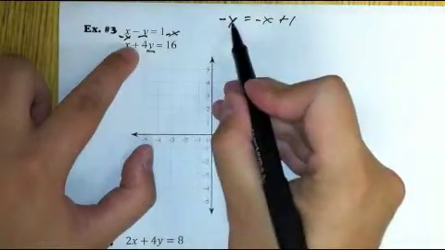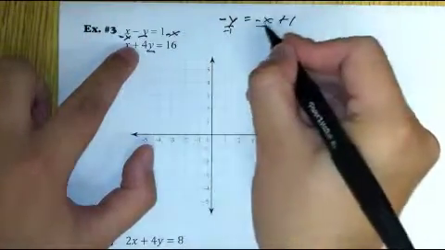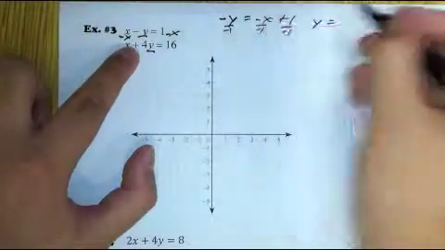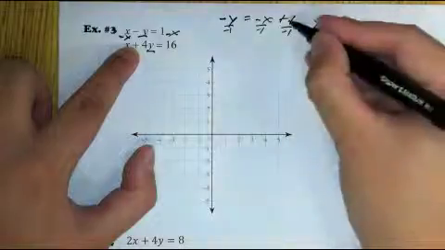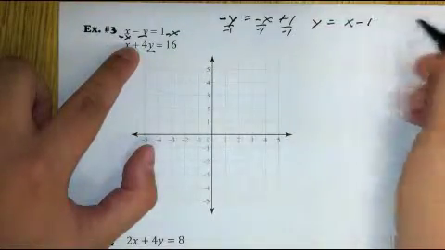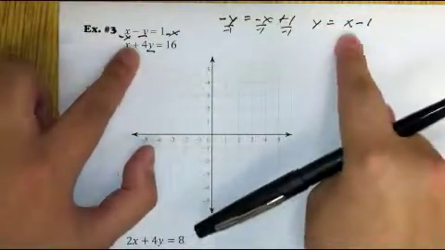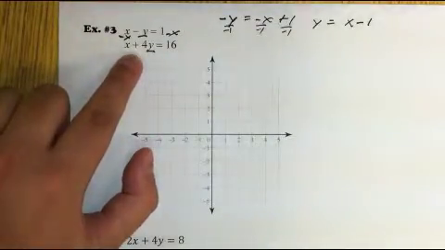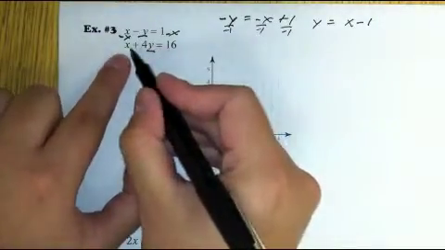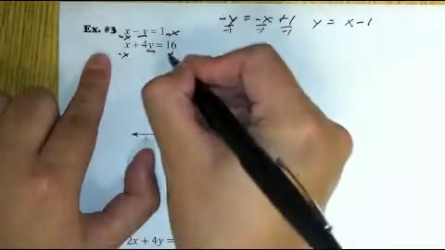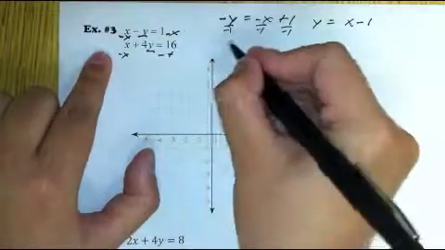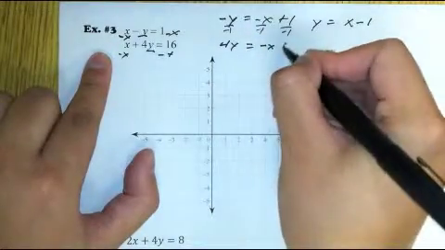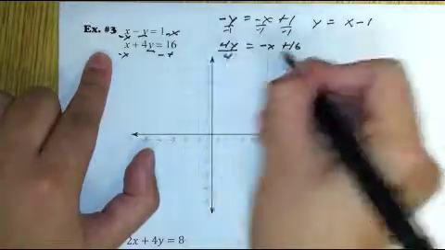Is y by itself yet? Nope. Divide by -1. So I get y equals, negative divided by a negative is a positive, positive divided by a negative is a negative. Now could I graph that? You got it. Can I graph this one? Y is not by itself. What do I need to get rid of first? Get rid of that x from both sides. So we get 4y equals -x plus 16. Divide by 4.